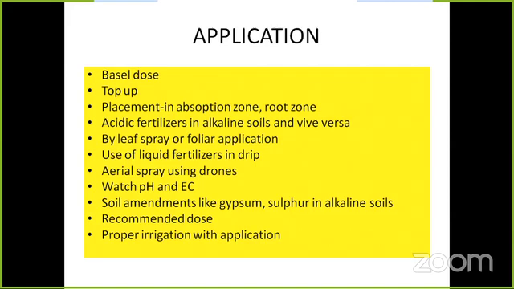Then for each crop, the university generally gives a recommended dose. You have to use the same dose, or at least have the knowledge of that dose. Otherwise, you will be applying excess of NPK or any micronutrient. Proper irrigation and application is important. After giving the fertilizers, you should moderately irrigate. If you irrigate too much, then it will be leached, it will be sent away from the plant.